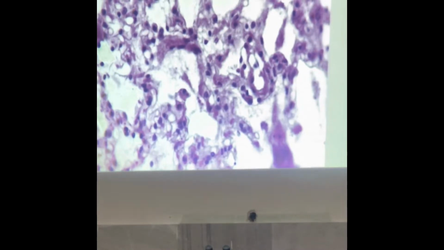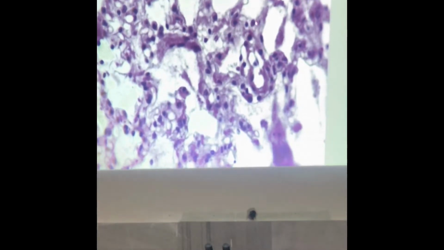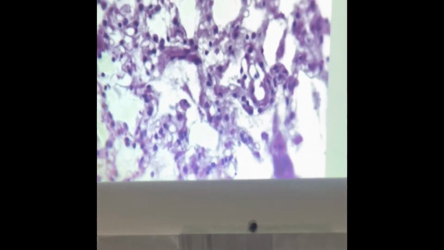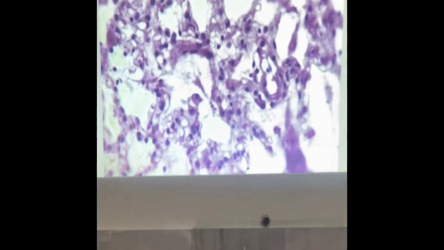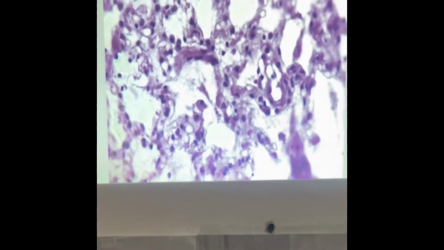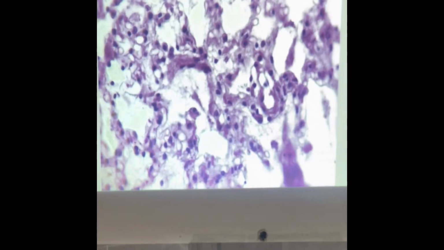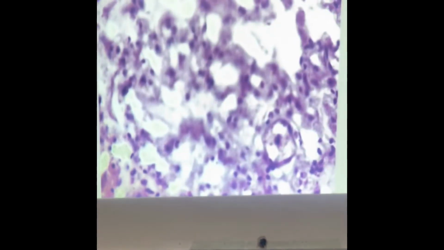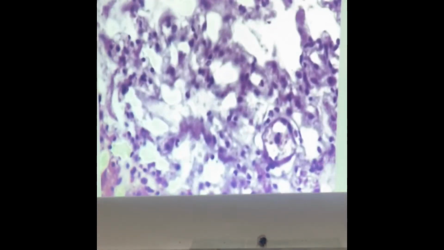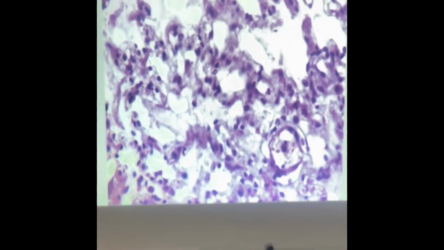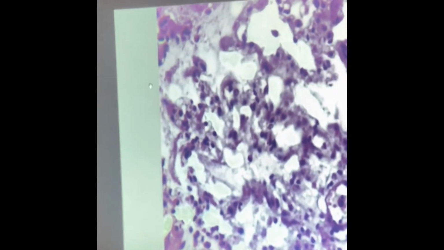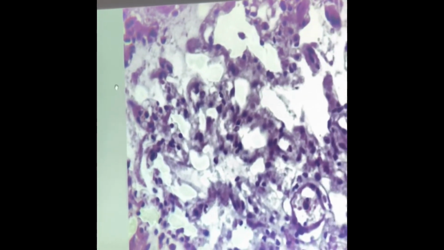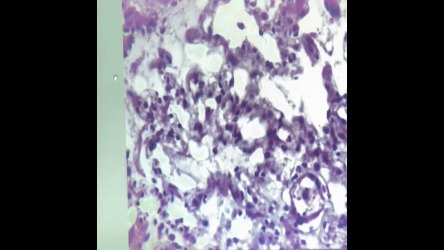Why hyperemia? Because of the engorgement of the alveolar capillaries due to obstruction of the artery. Why? Because we have inflammatory cells. Okay. Why is it an edema? Simply, we have accumulation of what? Dark pinkish proteinaceous fluid. This fluid is an edema. So, pulmonary hyperemia and edema.